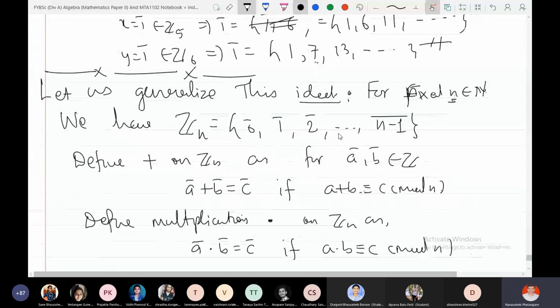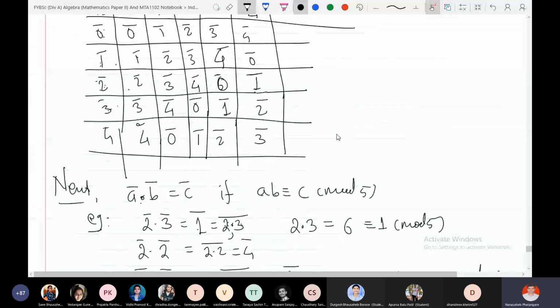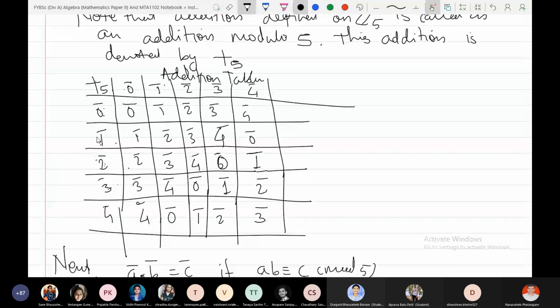Now from the previous addition table, can you tell me what is the additive inverse of 1 bar in Z5? The additive inverse is 4. 1 bar plus 4 bar is 5 bar, which is 0 bar. Therefore 4 bar is the additive inverse of 1 bar, or 1 bar is the additive inverse of 4 bar.